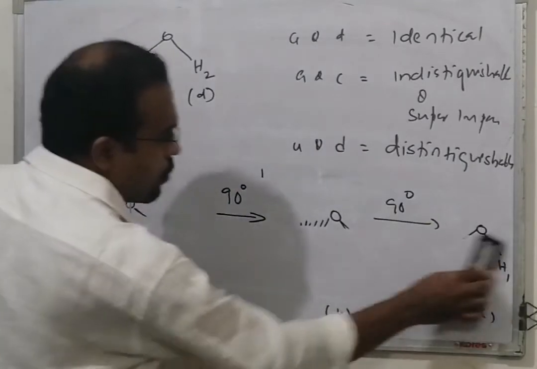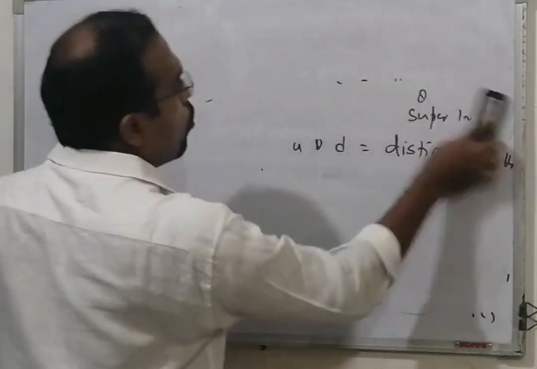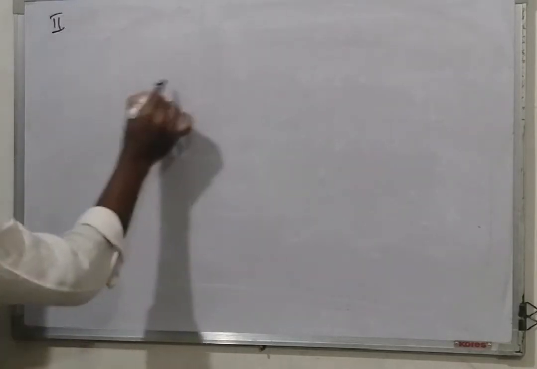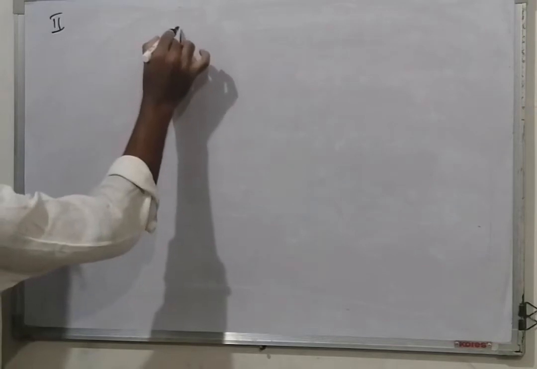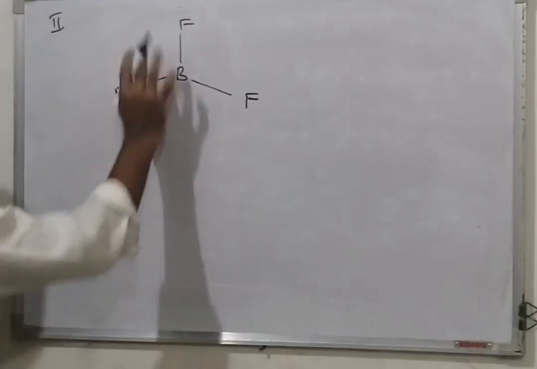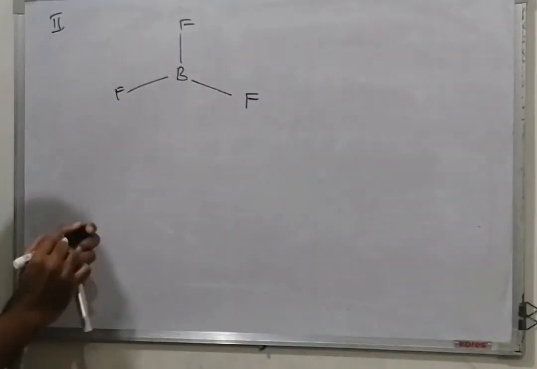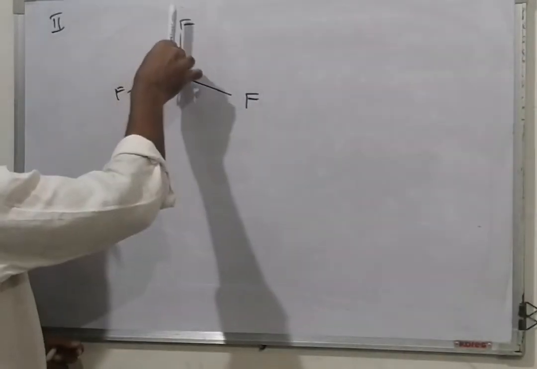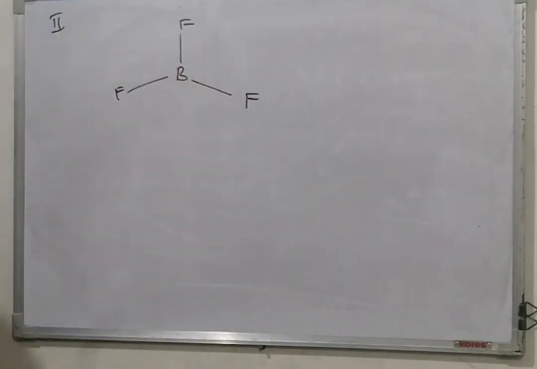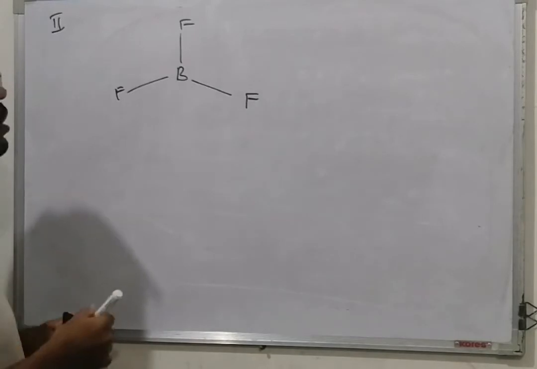Okay. Now we can go to some more examples having symmetry elements. This is water. Now suppose this second molecule, BF3, it's a planar molecule, a trigonal planar molecule. The molecule is like this. It has an axis like this.